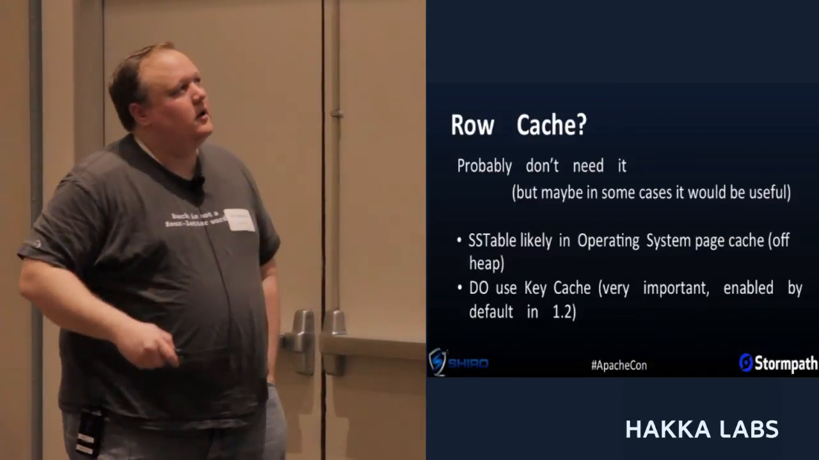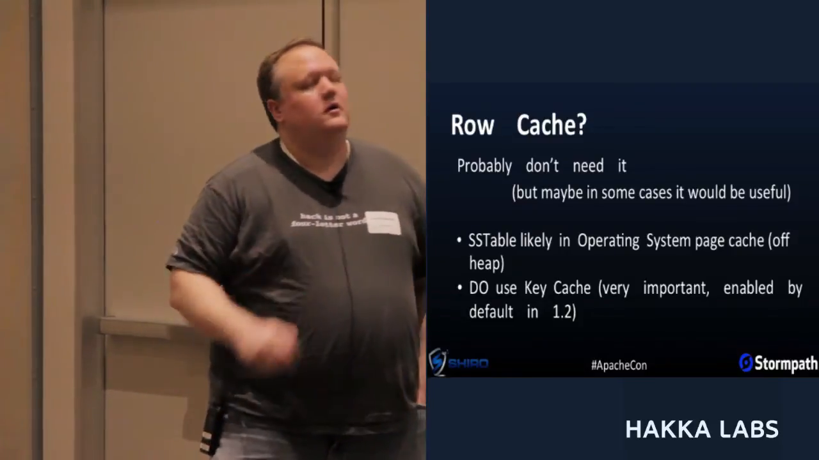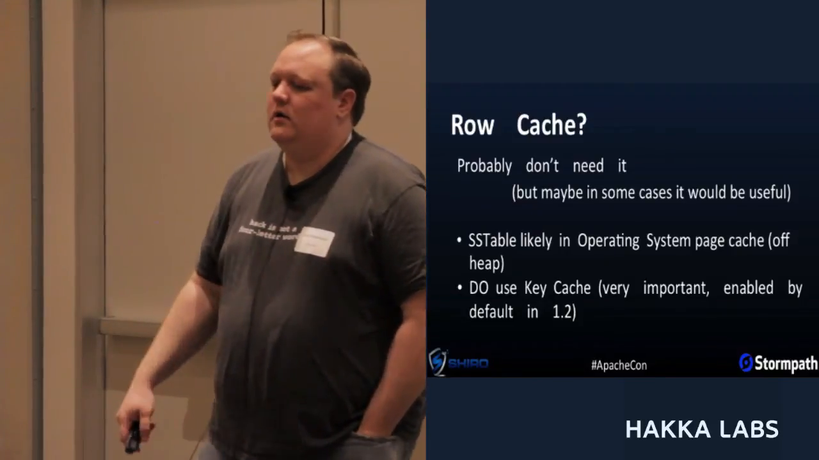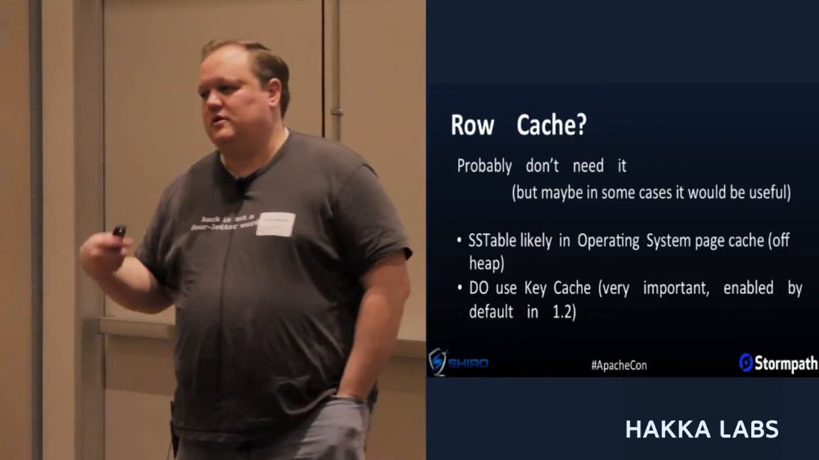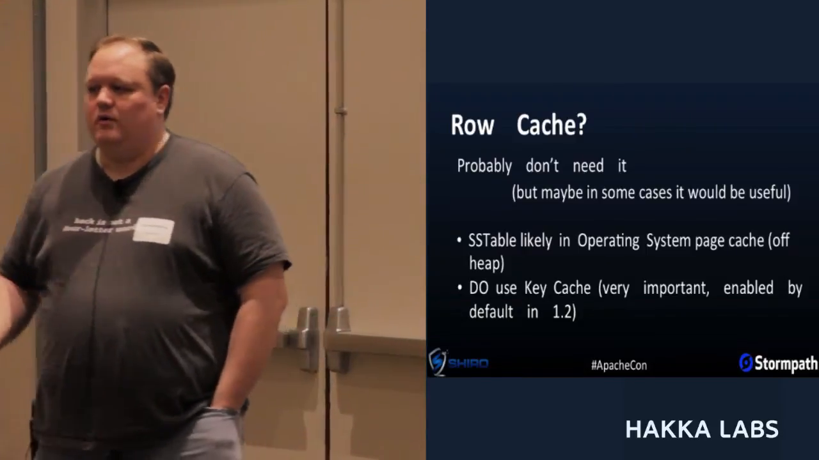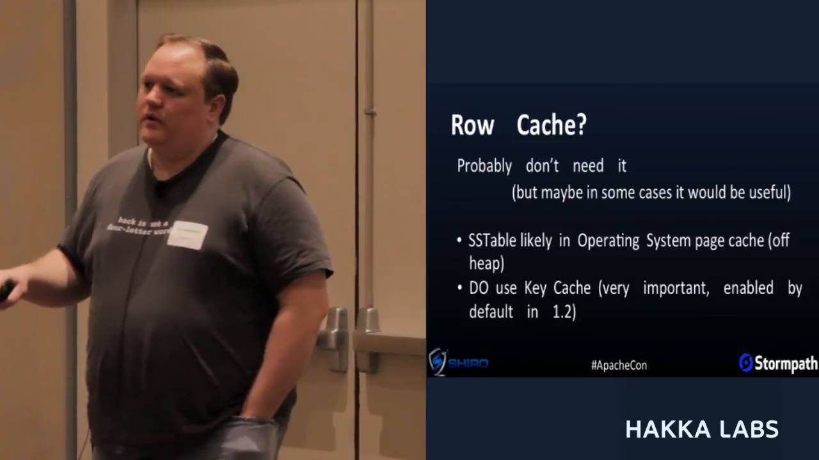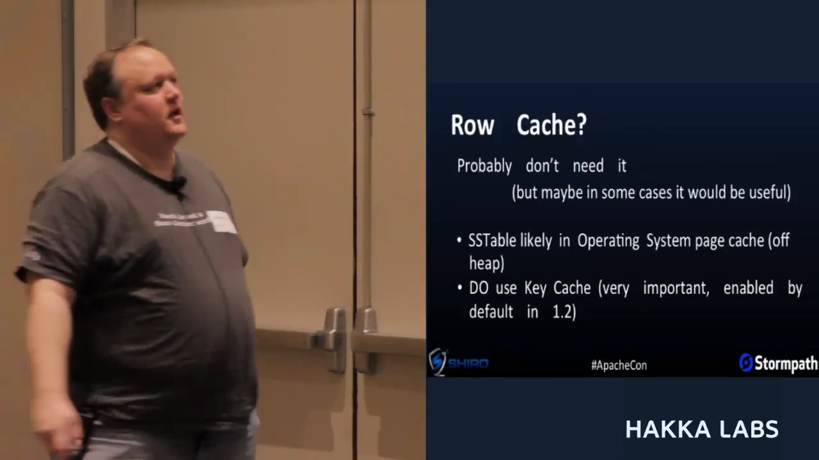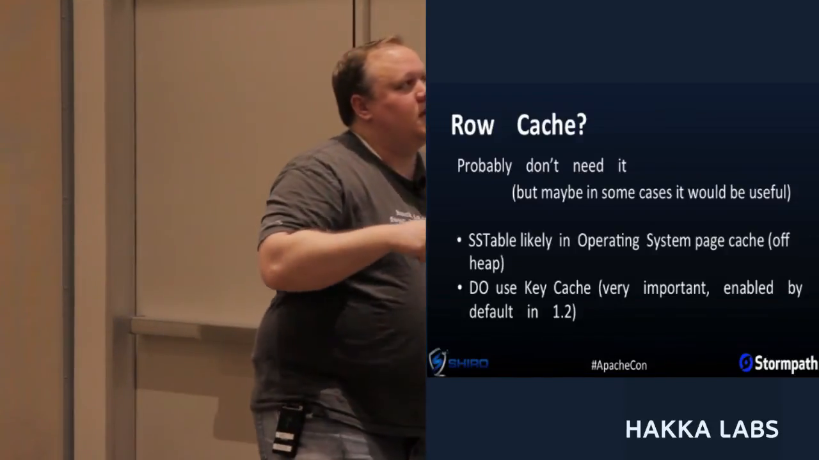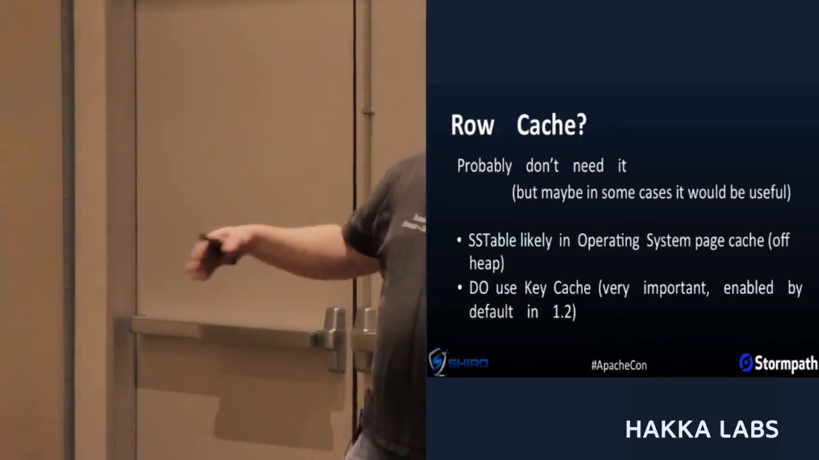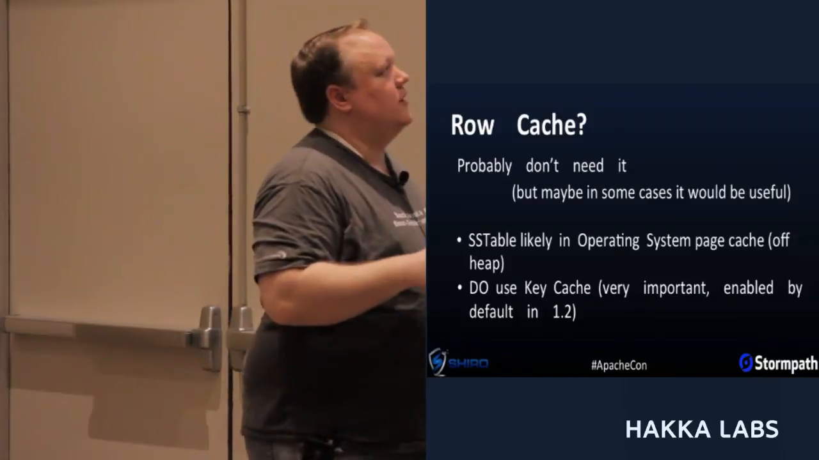There are only very, very specific situations under which you would probably ever need to enable a row cache. And if you are debating whether or not you need to do that, my best answer for you is to talk to the Datastax team. There's so many minutia involved as to whether or not that's a good idea that they're really the only people qualified to answer that question. The vast majority of the time, you're never going to need row cache. Key cache, however, is very important, right? To cache the row keys, and that's enabled by default in 1.2 and above, so you don't really have to worry about that.